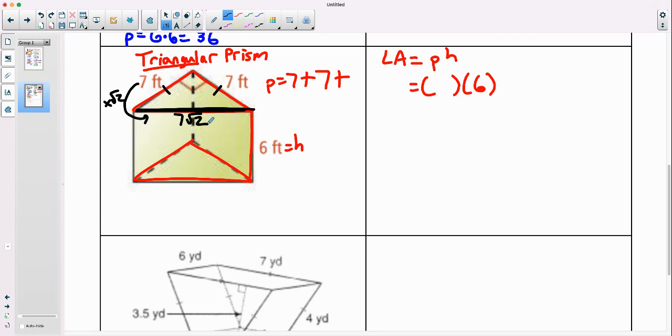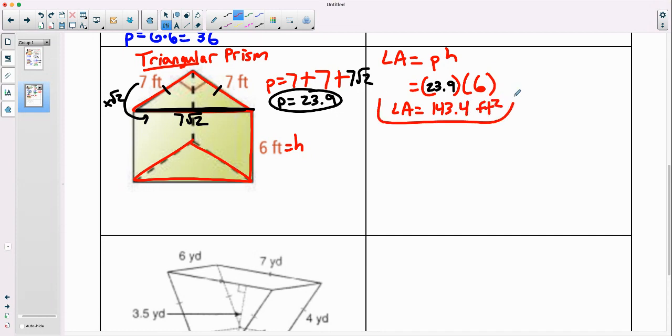So if you're missing a dimension, Pythagorean could help, and maybe from time to time, square root of 2 can help. So if you do 7 plus 7 plus 7 square root of 2, you add all that together, that comes out to 23.9. So that would be the perimeter of one of our bases. That's what's going to go right here. And then we have our lateral area. So this is not including the triangles. If you add up the 3 rectangles around the triangles, you get 143.4 square feet. So that's our lateral area.